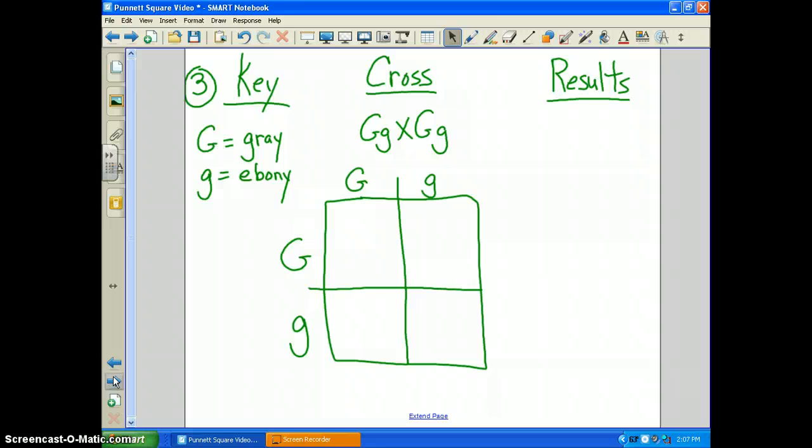Okay, number 3. The key is set up G, capital letter G for gray, which is the dominant color, and lowercase g for ebony. Ebony is another word for black.